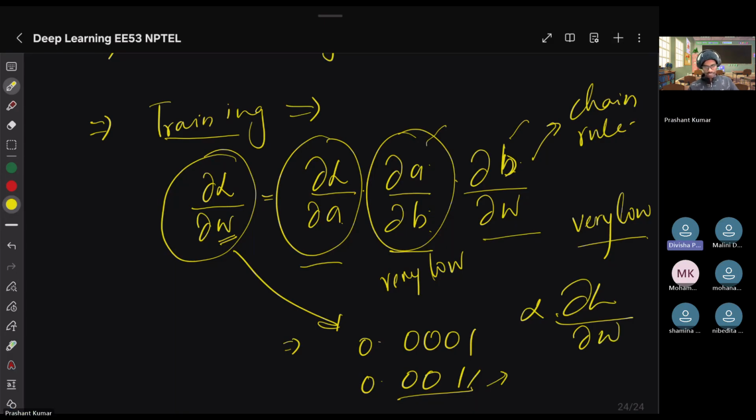In that case, whatever the number of iterations you keep going, because this gradient itself is very low, W will not change even though you go 10,000 iterations or 20,000 iterations, because every time you are getting this very low value. And that is called the vanishing gradient.